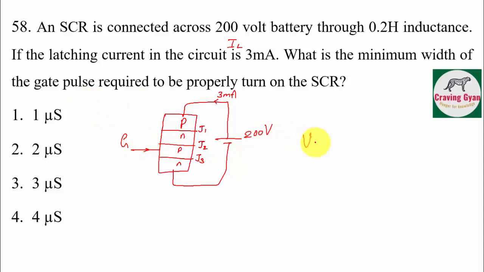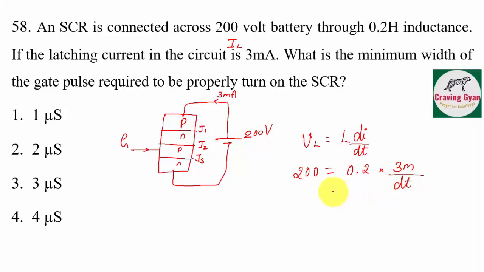We know that the voltage across the inductor is given by L into di by dt. In order to solve this problem, you don't require the knowledge of an SCR. If you know the voltage across an inductor, it is more than enough. Now what is the value of VL? It is 200 volts, and the inductance value is 0.2 into the change in current, 3 milli, divided by dt, nothing but change in time.